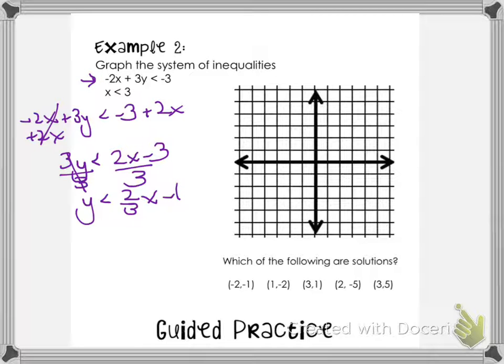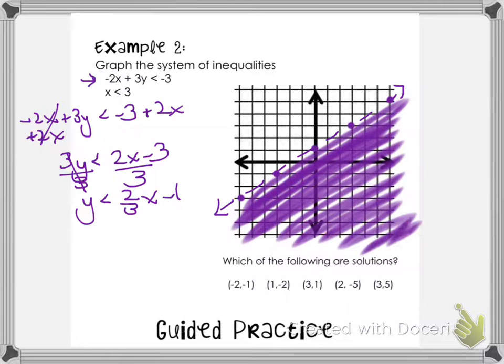So if we graph this line, you start at the negative 1, then you go up 2, right 3, up 2, right 3, down to left 3, down to left 3. Now we think about what type of line it is. Is it solid or is it dashed? Because it's less than, it is a dashed line. Less than means below, so let's shade below. So shaded everything below.